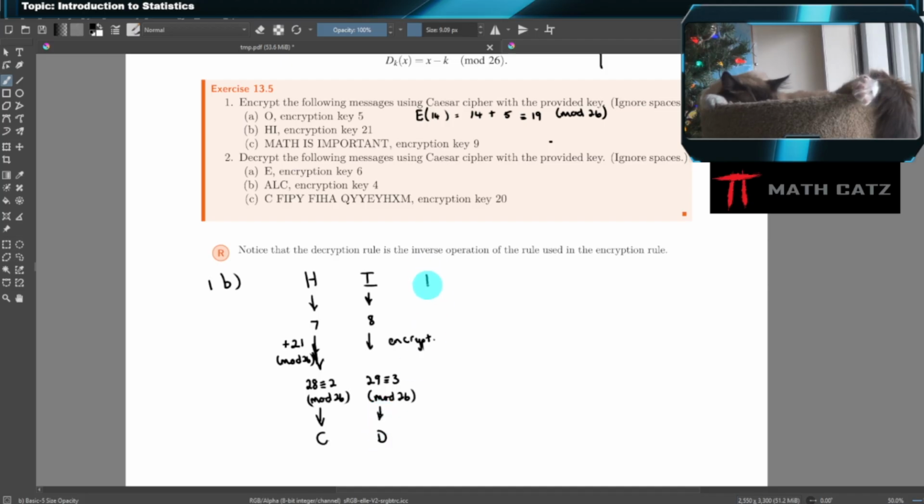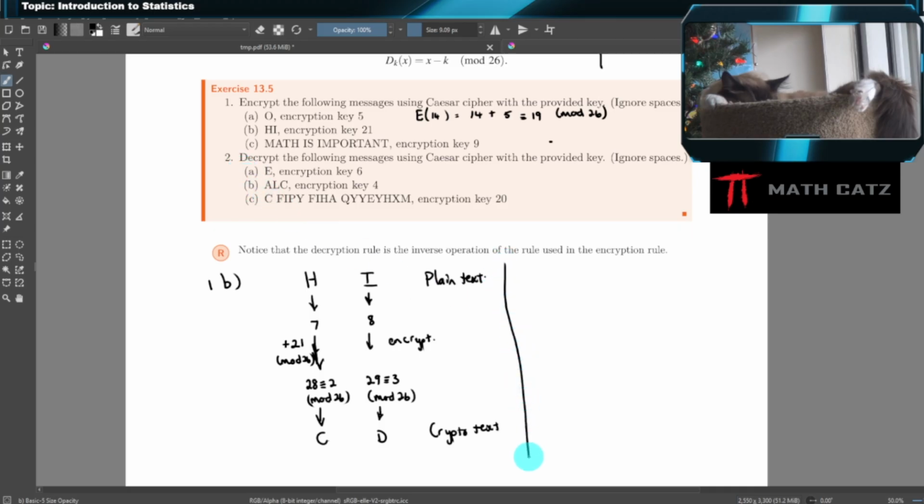So this is what we call plain text, our original message. And this is what we call our crypto text, or our encrypted text. And so you would send the message CD, and only the receiver will know you're saying hi. That's nice. Not necessarily useful, but a nice message. So that's the idea. Now let's do a decryption example.